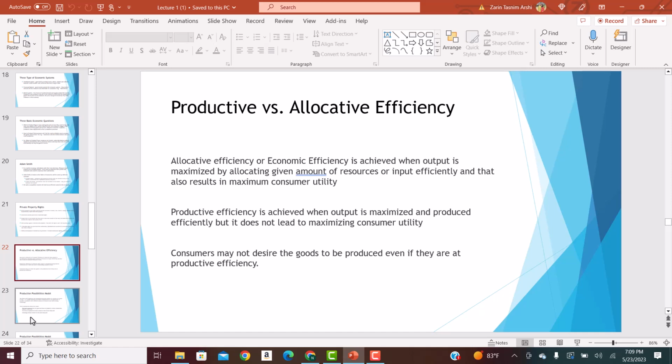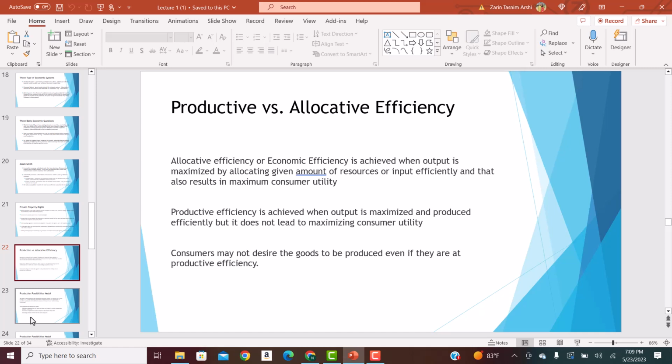So with limited input, the first one is resources are limited. Second one is output is maximized by the producer. And third one is consumer utility is maximized. When these three conditions are met, we are said to have allocative or economic efficiency.